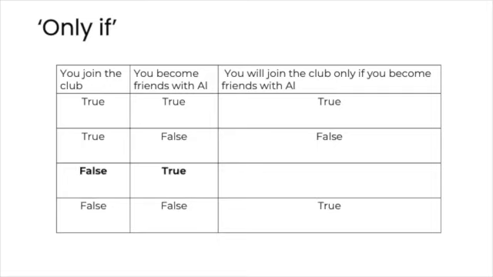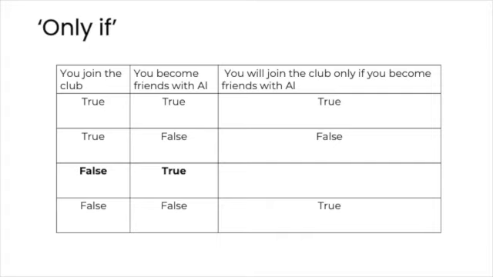Row 3 is the trickiest one. This is the case in which you become friends with Al, but you don't join the club. It might seem, on first impressions, that this makes the whole sentence false, but it doesn't, really. Notice that what the sentence says is that if you don't become friends with Al, you won't join the club. It doesn't say that by becoming friends with Al, you automatically get club membership. Perhaps you happen to like Al, but have no interest in becoming a club member.